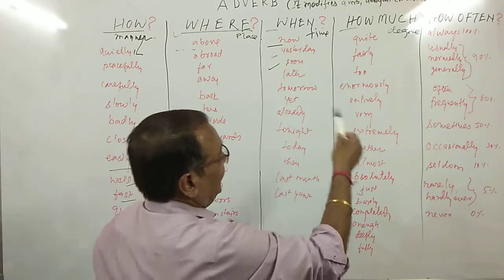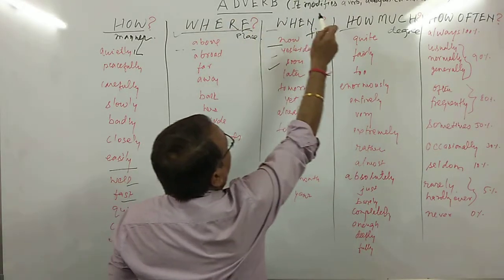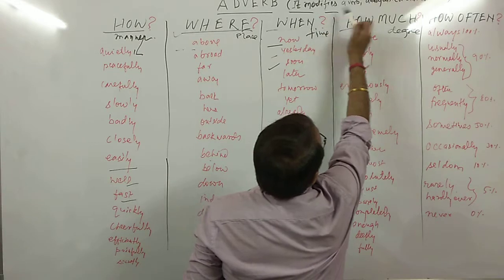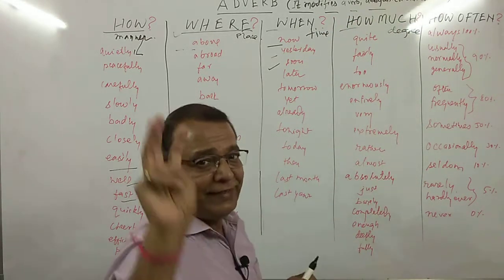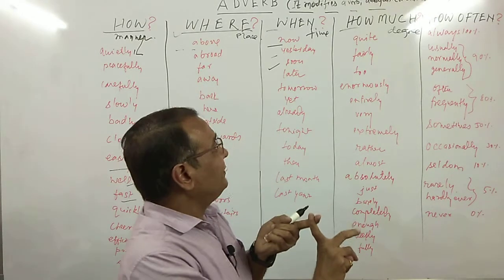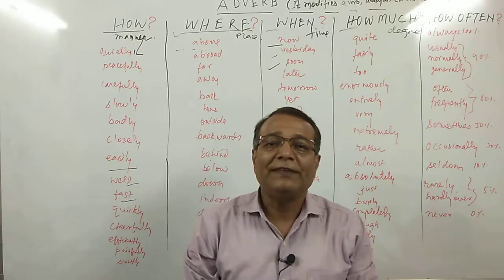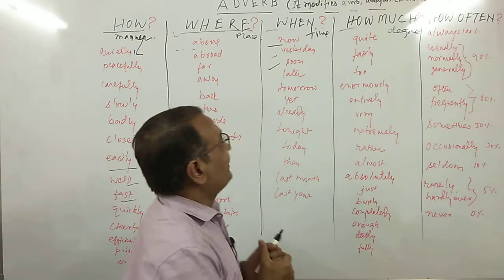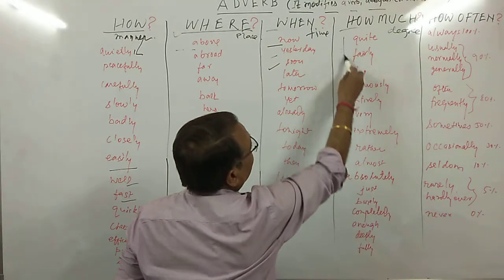Here, before I go ahead, I would like to say what an adverb is. An adverb is a word which modifies verbs, adjectives and other adverbs. Three things it does: it modifies a verb, it modifies adjectives, and it also modifies other adverbs. So here are a few examples I would like to give in this list.